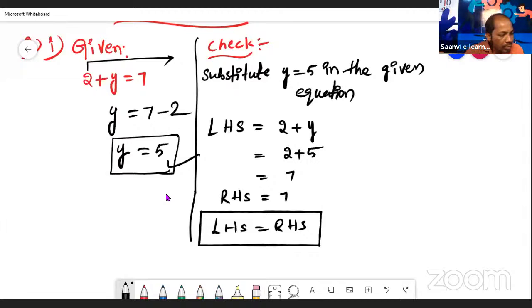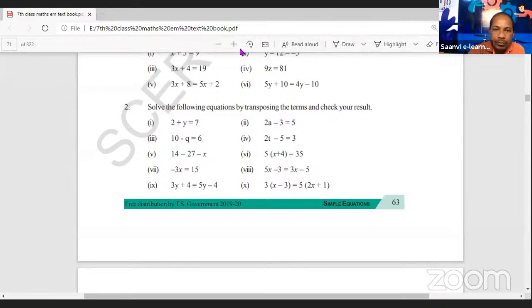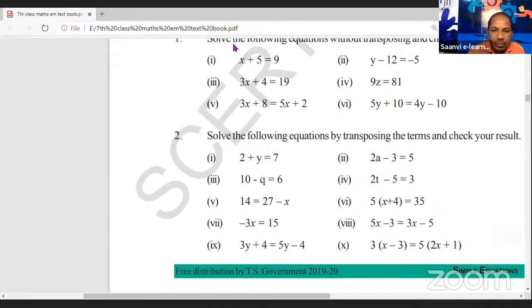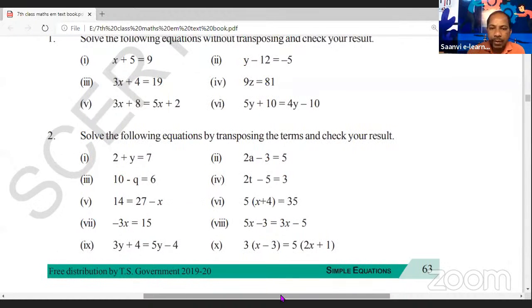Next, now see the second question. Now see the second problem. The second problem is given: 2a minus 3 is equal to 5. So let us see how to solve this problem.